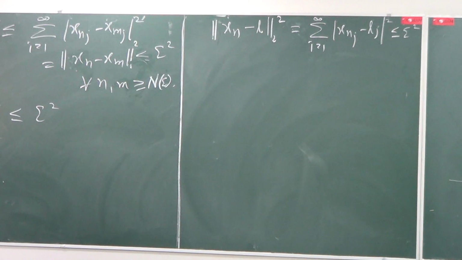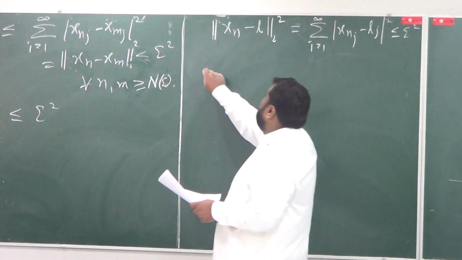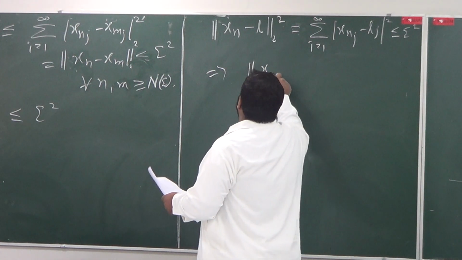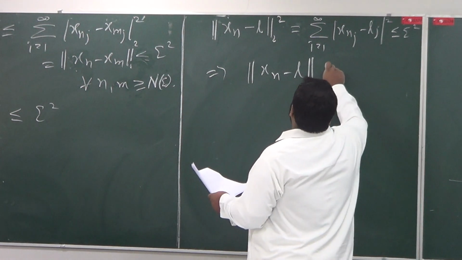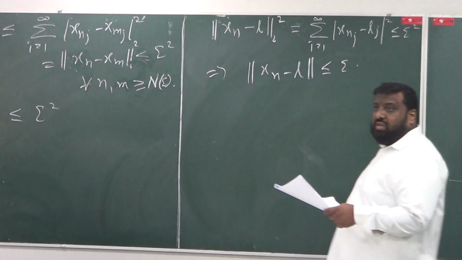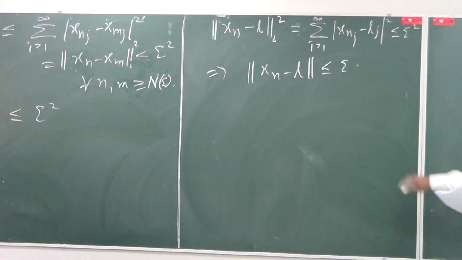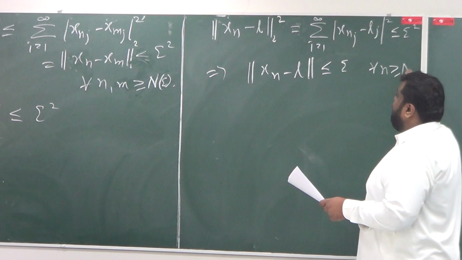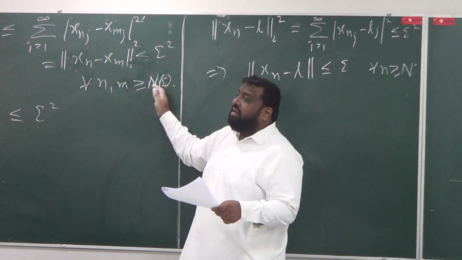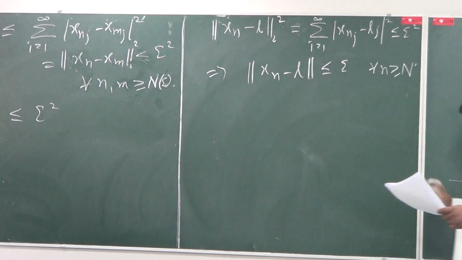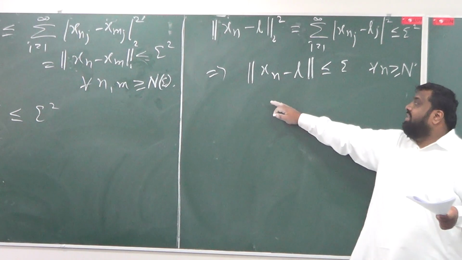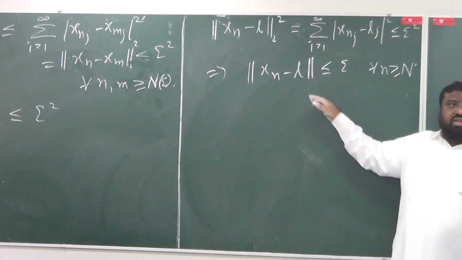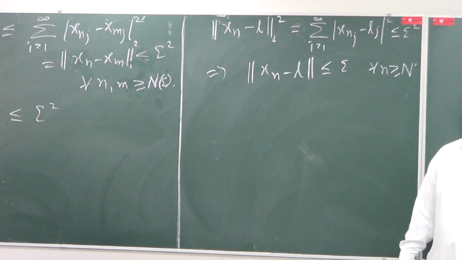So if this is the case, what does it show? This shows that the norm of xn minus L is less than or equal to epsilon for all n bigger than or equal to N, because n and m are both bigger than or equal to N, so we are not lost with this actually. And this shows that xn is convergent to L. But this is not sufficient. We need to show that L must be in L2.